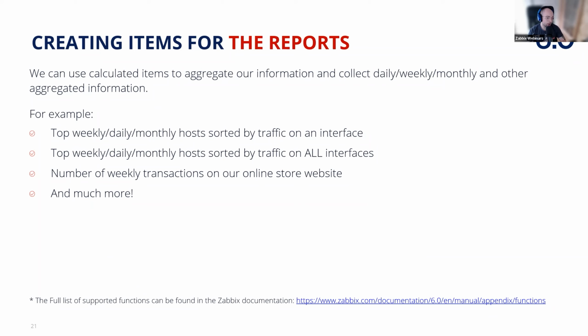So I will have to first create items for it, right? I will have to create items, and most likely those will be items of type calculated item that will use aggregate functions to aggregate the traffic information. For my example, I use traffic, and then calculate average traffic over, let's say, a week or the day or something like that. Either per interface or per all interfaces. I have examples for both. Or I can use more simple functions. For example, just do a sum of weekly transactions on our online store website, for example, and much more.